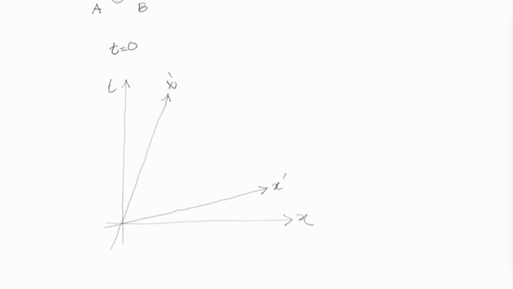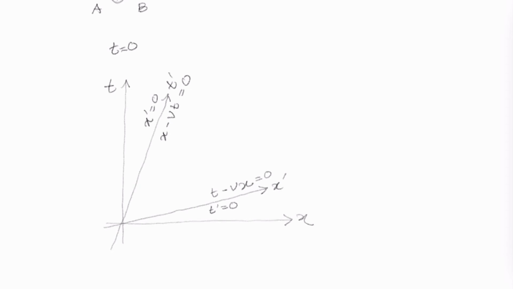This is t bar equals 0 and t equals Vx. Let's write it as t minus Vx equals 0. This is x bar equals 0 and x equals Vt. Let's write this also as x minus Vt equals 0. If these two coordinate systems are to be related to each other the way we want them to be related, there are three things to be satisfied.